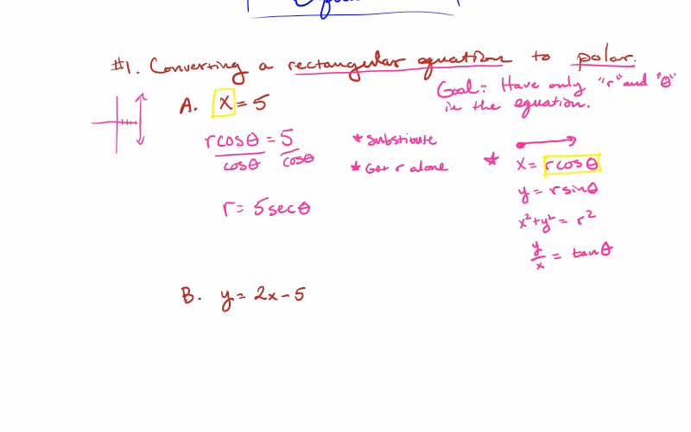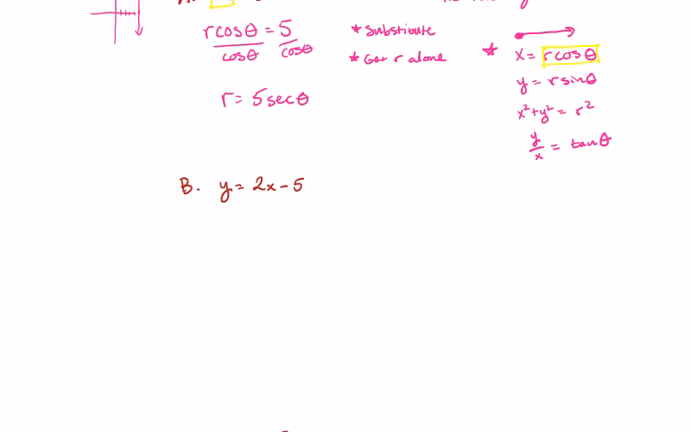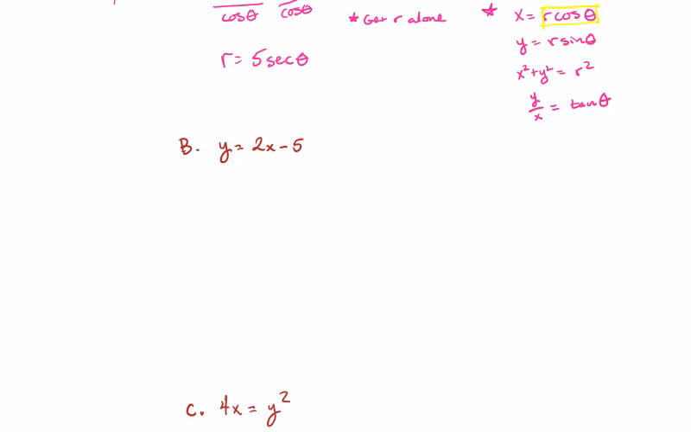In the polar coordinate plane, you could literally go to Desmos, change it to polar coordinate plane, and type 5 secant of theta, and you'd see a vertical line. It's cool. So substitution is a nice thing to use. We're going to do it a lot in these problems. And then the hard part is really just getting r alone. That would be the more difficult part.